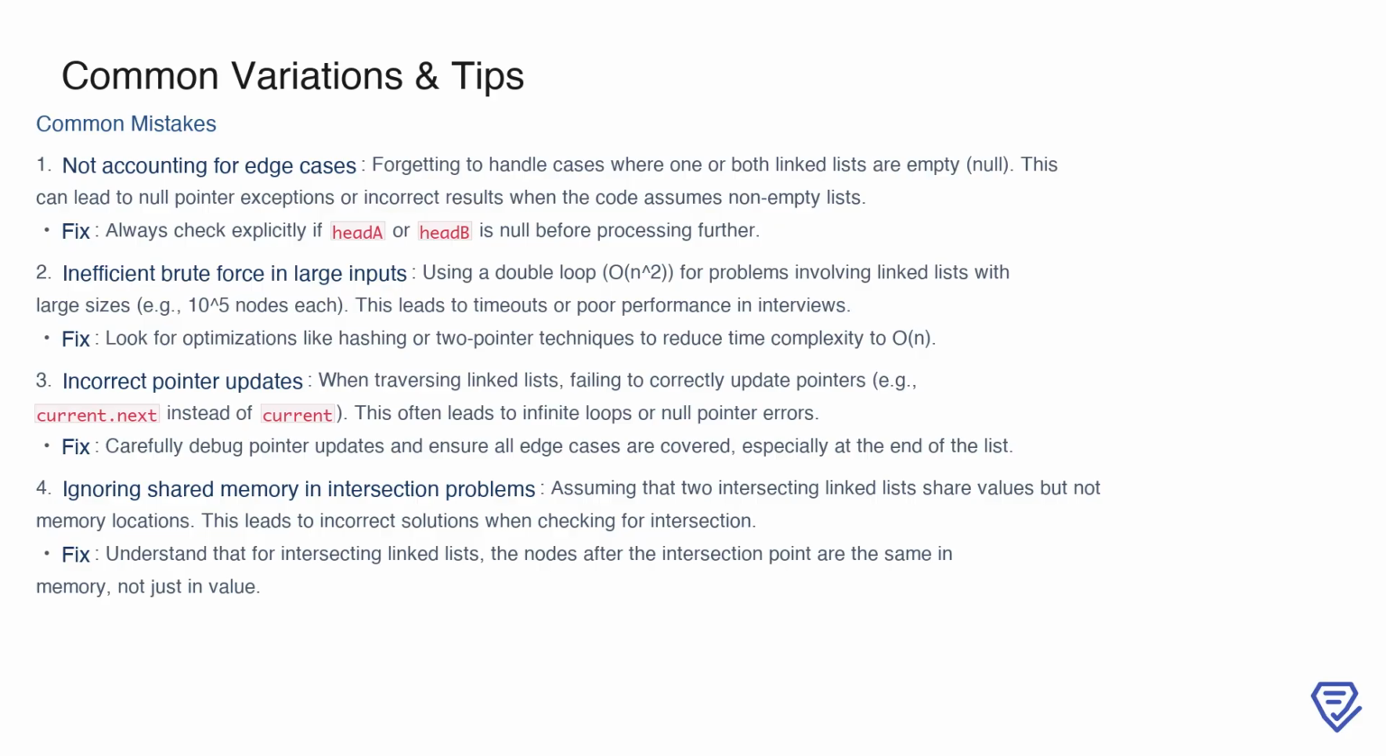Additionally, pointer updates are a common area of errors. Forgetting to properly update pointers, such as using current.next incorrectly or missing updates altogether, can lead to infinite loops or crashes. Lastly, it's critical to understand how intersecting linked lists share memory. Many assume that the lists only share values, but the nodes after the intersection point are actually the same in memory. Neglecting this detail can result in incorrect solutions, so always account for shared memory when solving these problems.